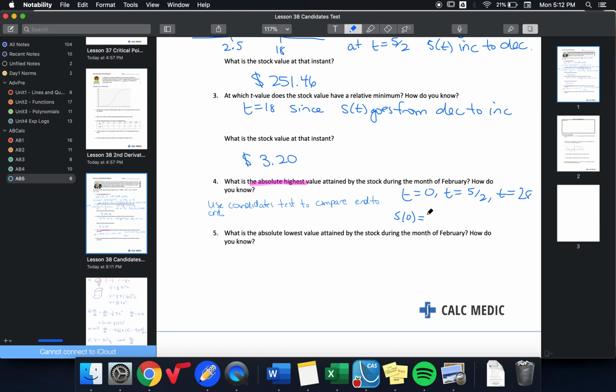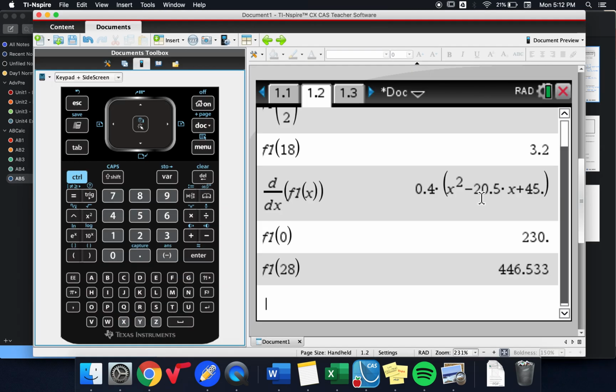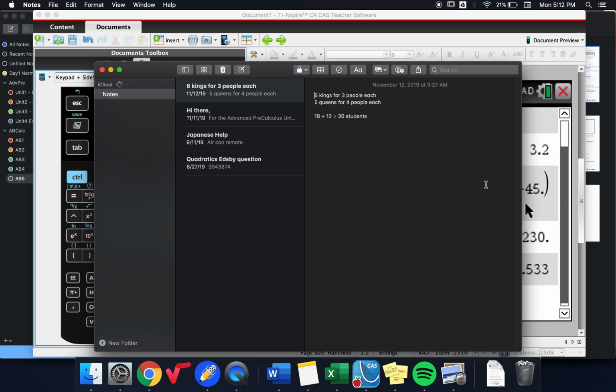So I compare my S of 0 value, which was 230. S of 5 halves was 251. So putting them in order, we had this one was less than this one was less than our 446.53.